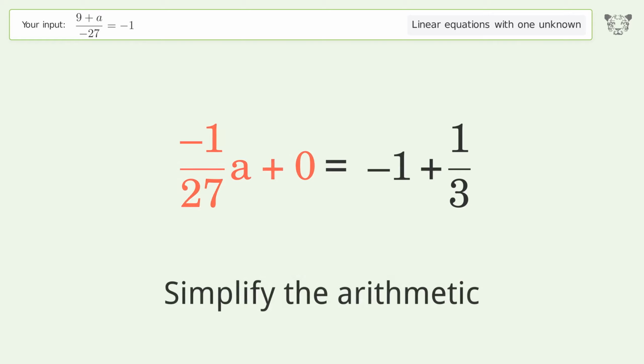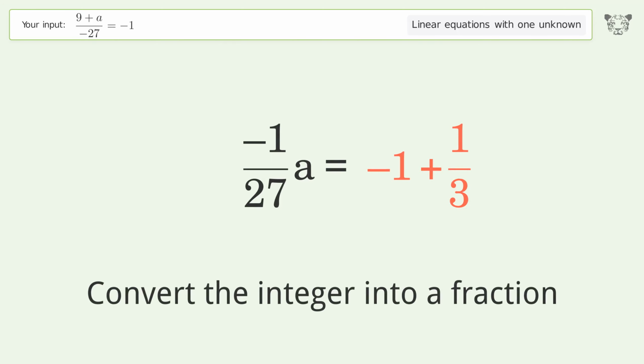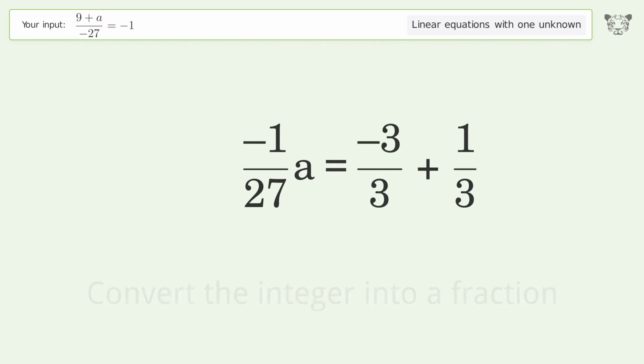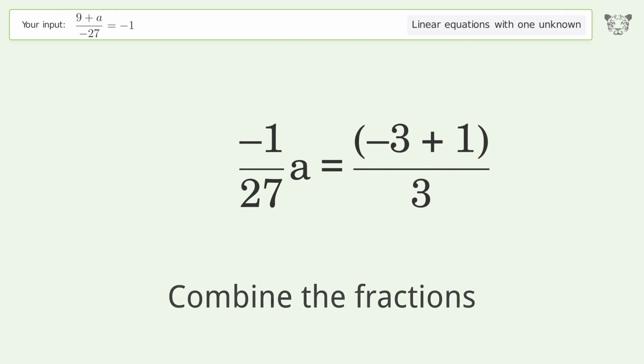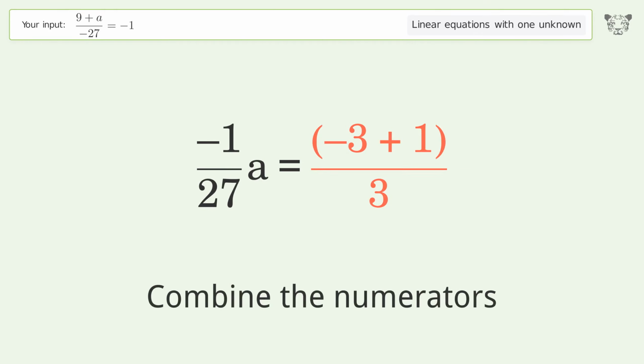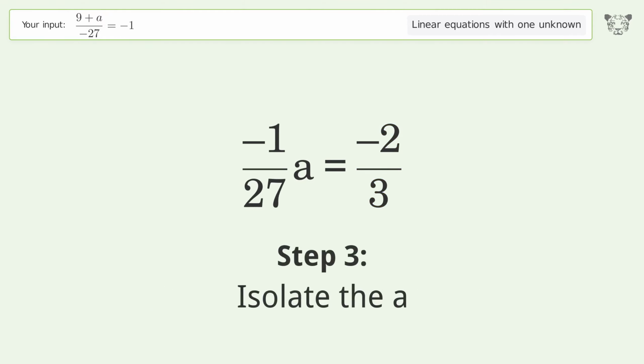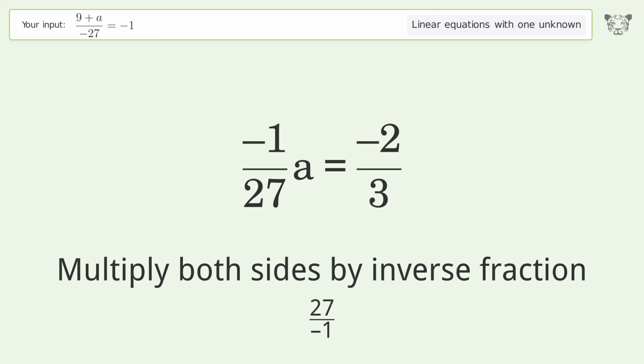Simplify the arithmetic. Convert the integer into a fraction. Combine the fractions. Combine the numerators. Isolate the a. Multiply both sides by inverse fraction 27/(-1).